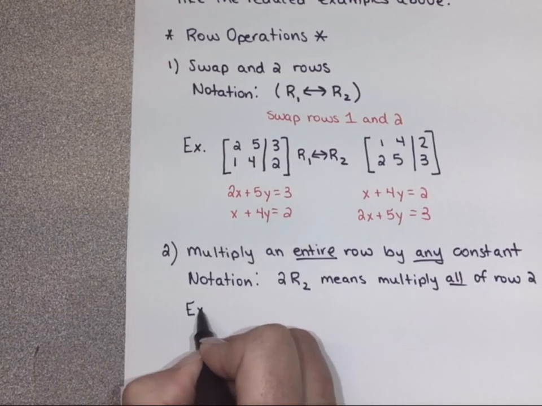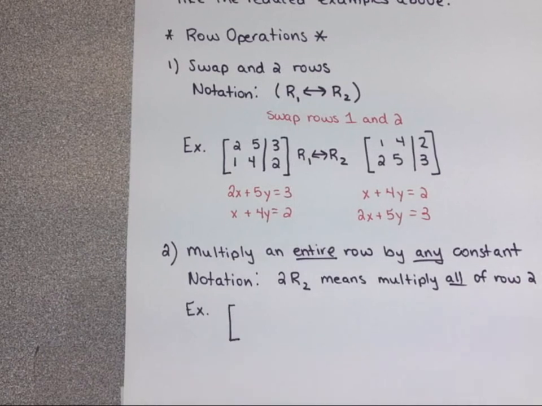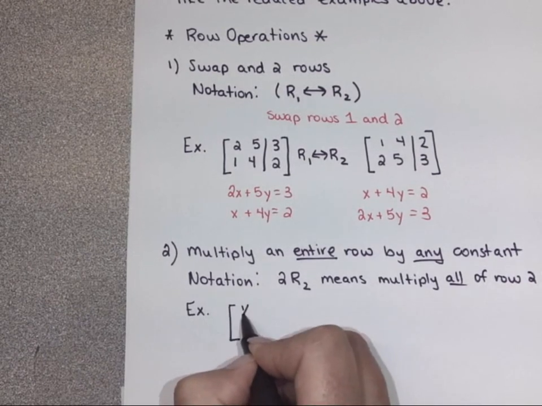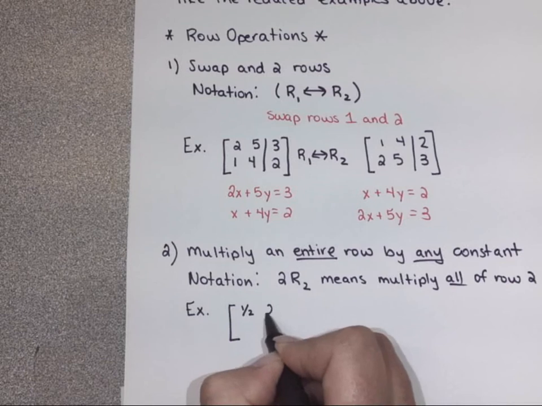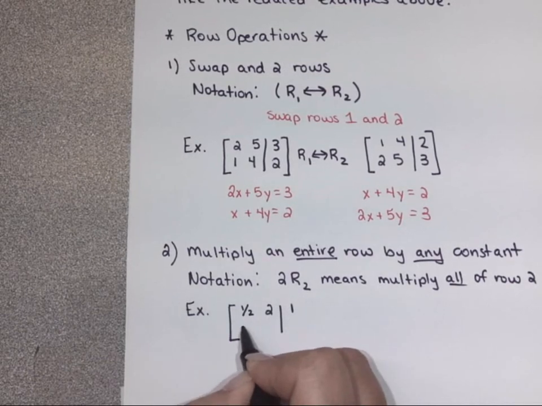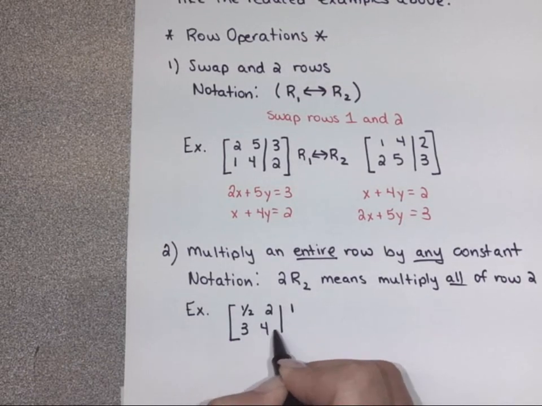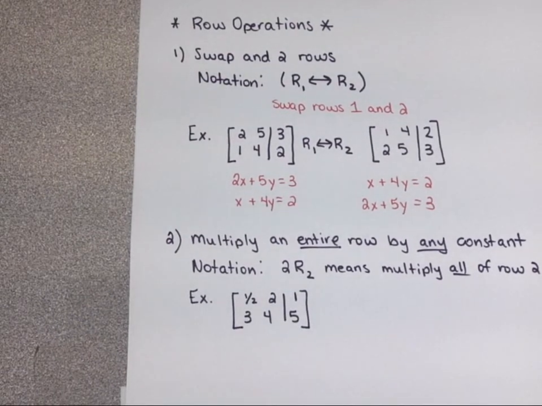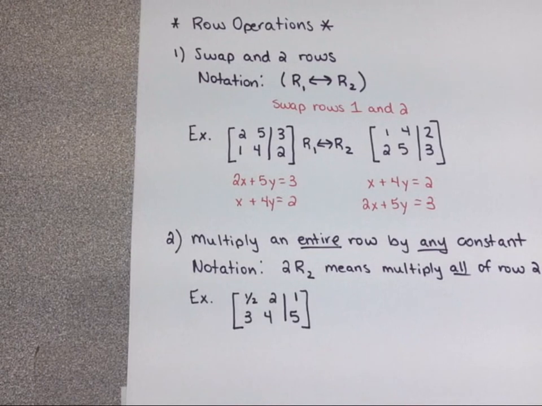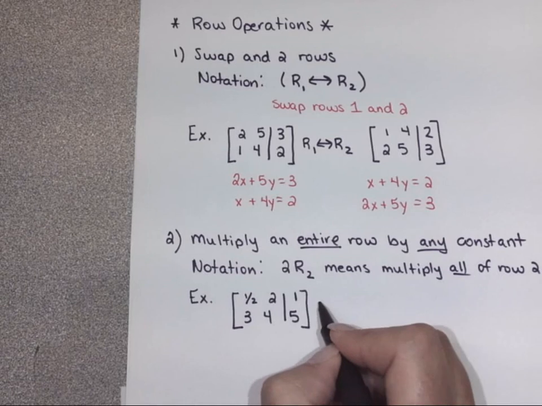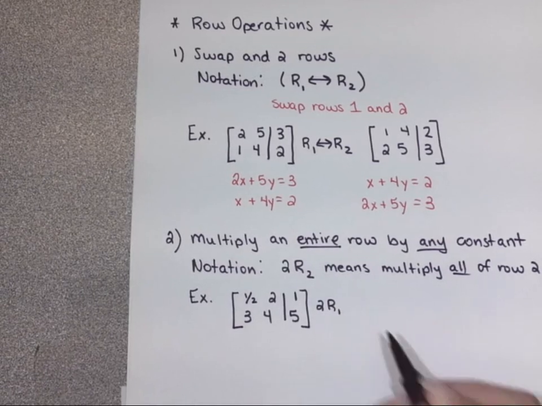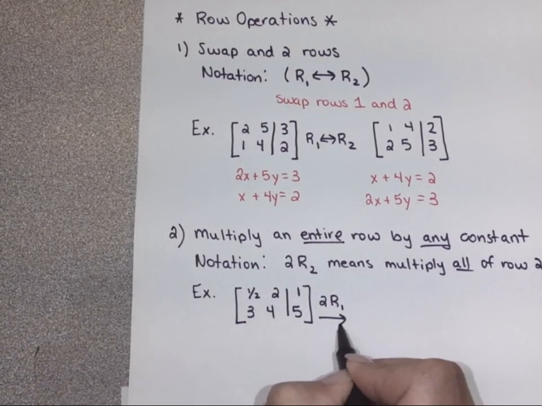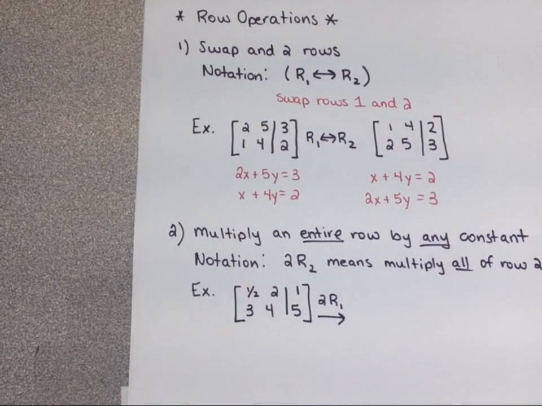So let's look at a quick example there. Let's say that you had maybe the following in a matrix. You can have fractions. So maybe this is our collection of numbers. But let's say I want you to do 2 times R1. Usually you write an arrow to imply that, hey, we're going to write a new matrix with this change being made.